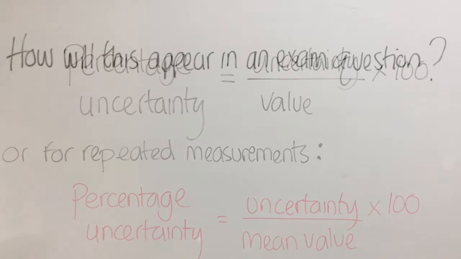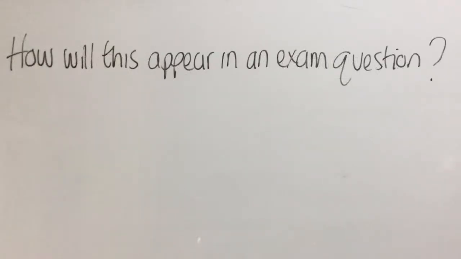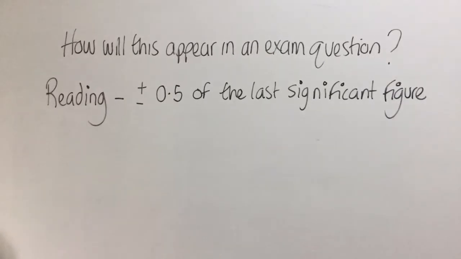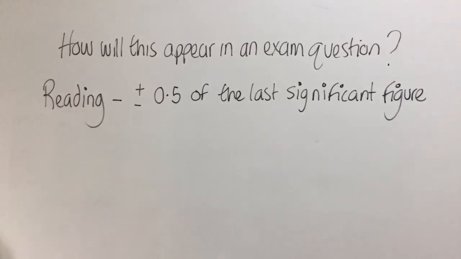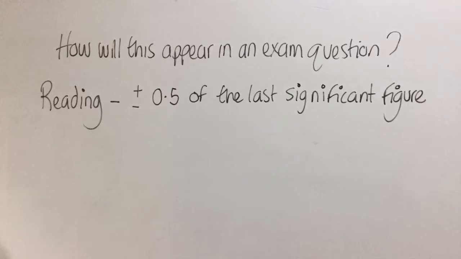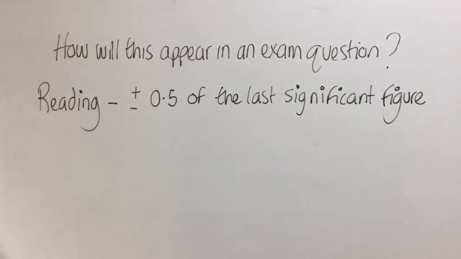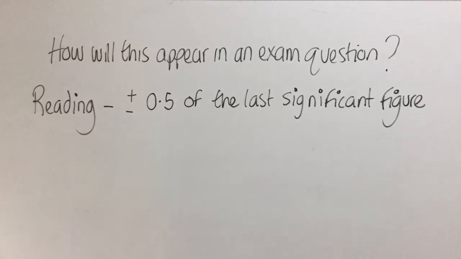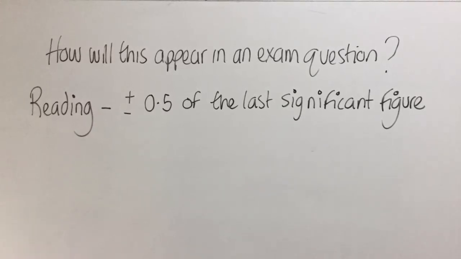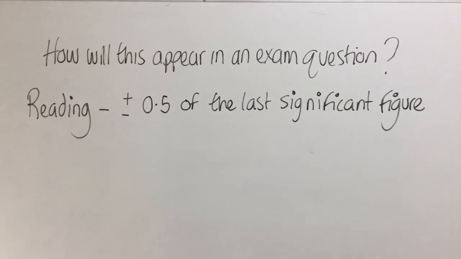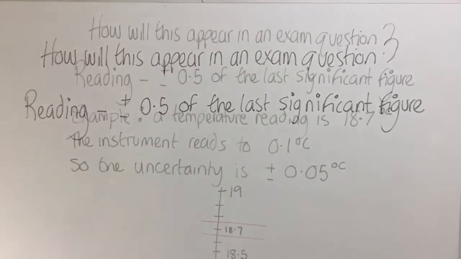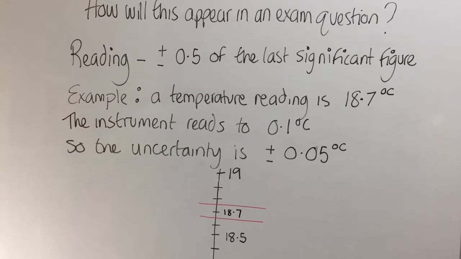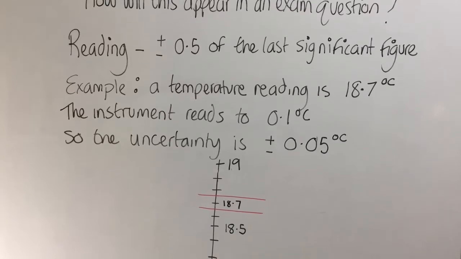So how would this appear in an exam question? Well, again, we need to be clear. Are we looking at a reading or are we looking at a measurement? And even within that, are we looking at a change in a reading, for example, a temperature increase? Or are we looking at a change in a measurement, for example, when the potato became heavier or lighter? If we're giving a reading in an exam question, we're looking at the last significant figure, because this is likely to represent the resolution of the instrument used, unless, of course, we're told otherwise.